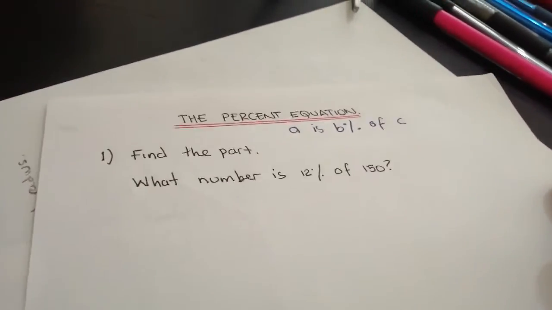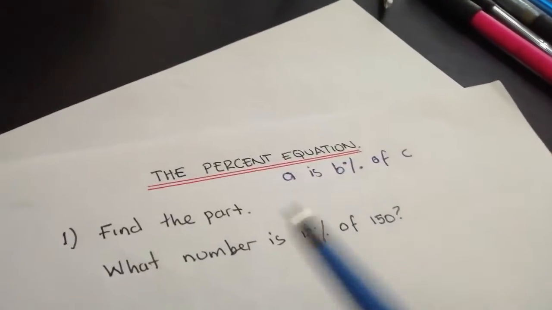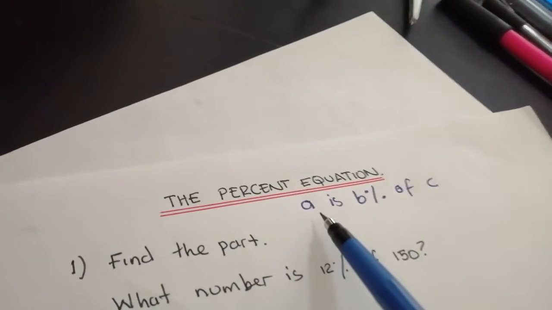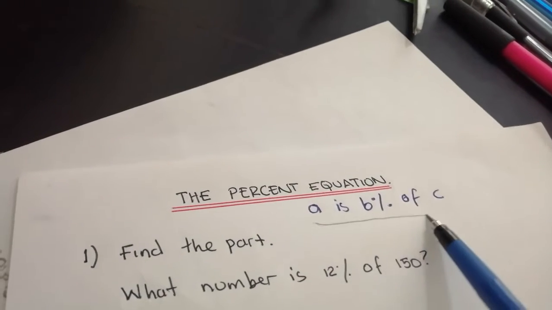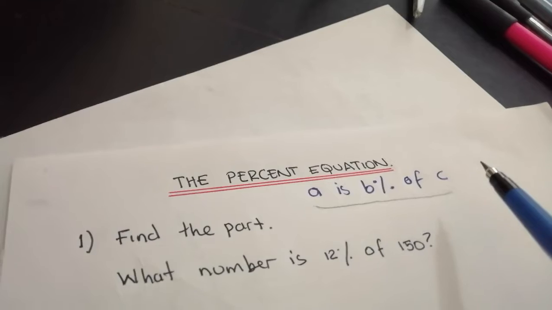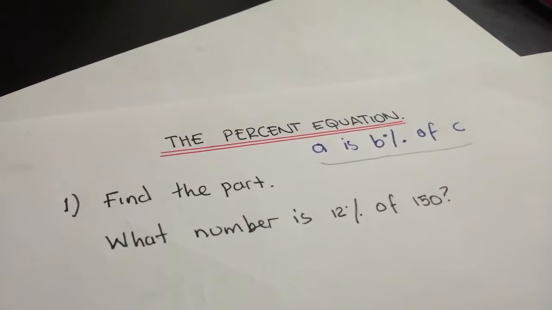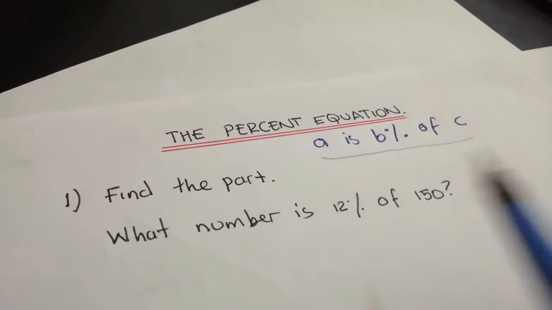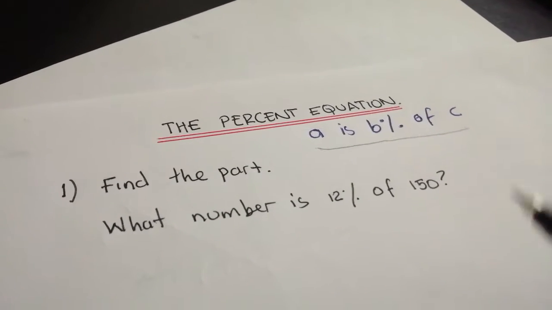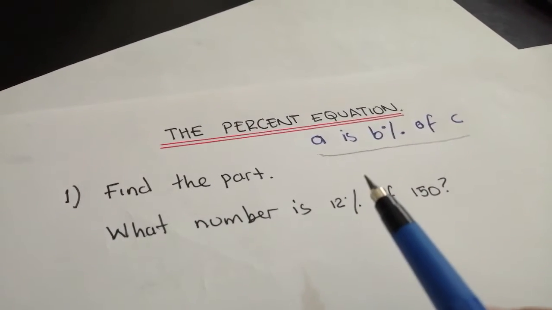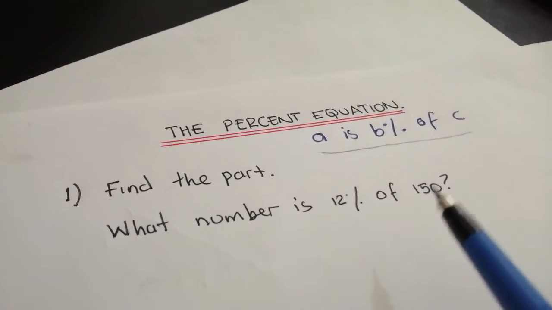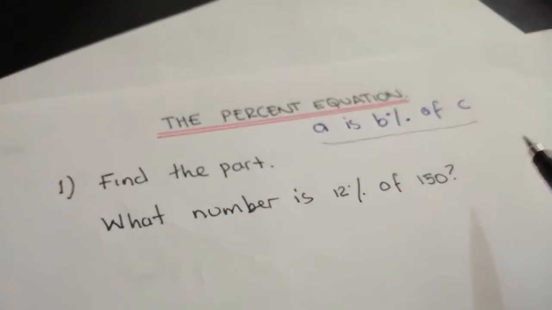Hello. In this video, I'm going to explain the percent equation. The percent equation is written in this part. If you see, A is B percent of C. So there might be three possible questions here, either A, B, or C, where A is the part, B is the percent, and C is what we call the whole.